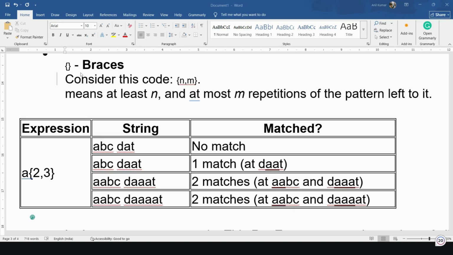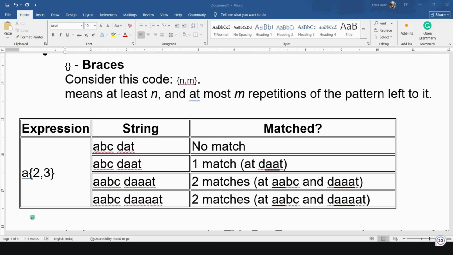Now curly braces, which is going to consider two parameters here, like n and m. So this n indicates the least number of times the occurrence has to be there, and m is going to tell us the maximum repetitions that can happen. Now let us see this example. If I'm writing a{2,3}, this 2 indicates that the a can occur minimum 2 times and this 3 indicates maximum 3 times.